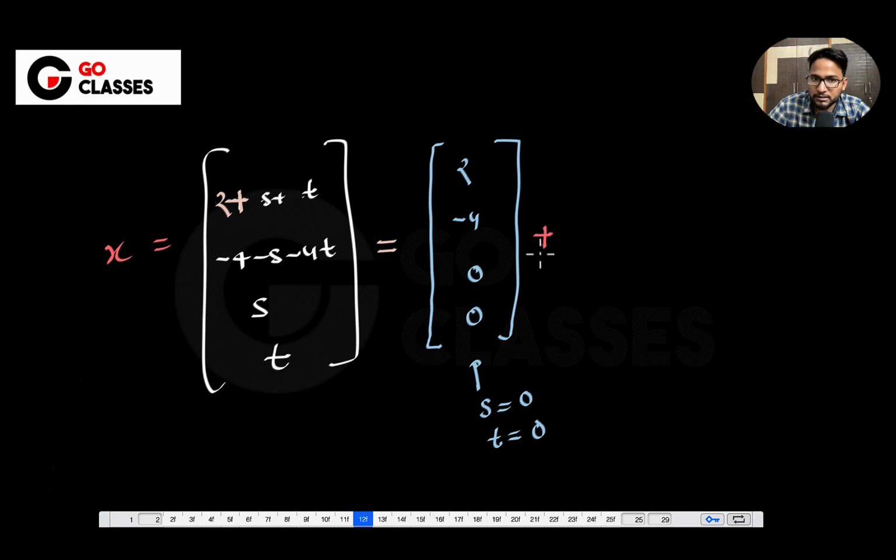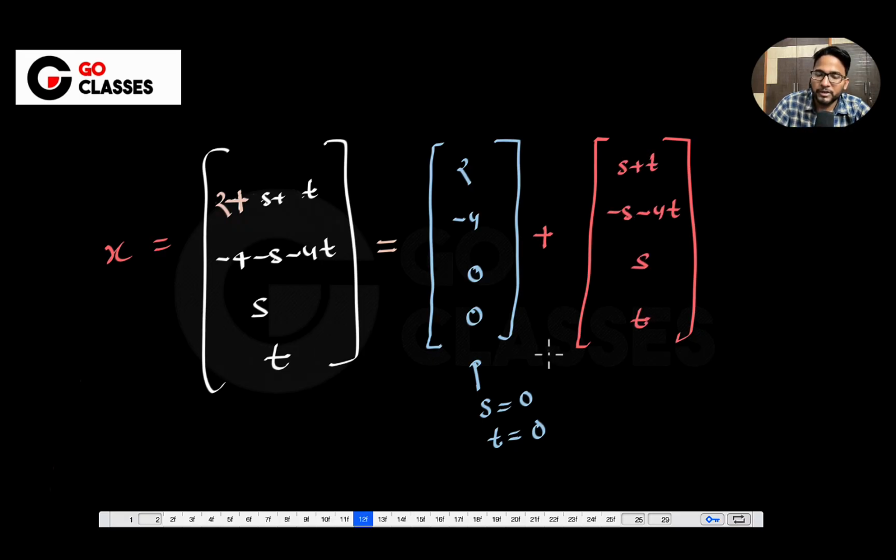And then plus. What you do, apart from this vector, you actually just bring out the constant, and then you write s plus t, you write minus s minus 4t, you write s, you write t. So basically what we did, we just decomposed into two parts. One is that we wrote the constants that we have here, and we wrote s and t separately. Why did we do so? Because we know how to decompose this kind of vector.